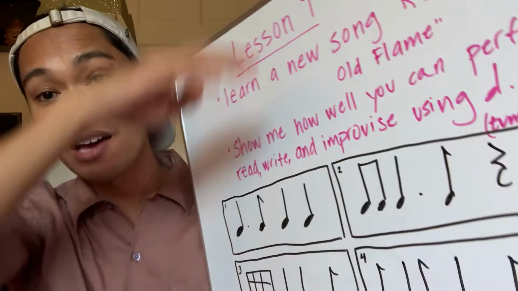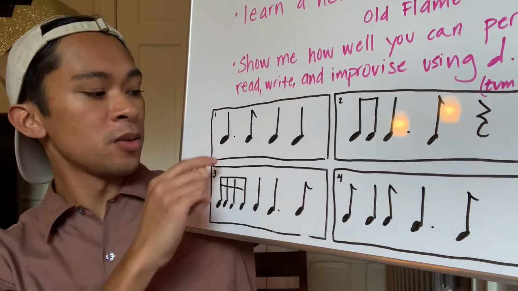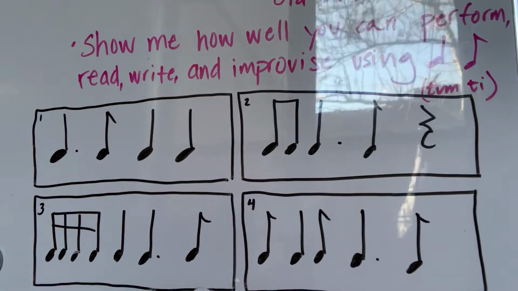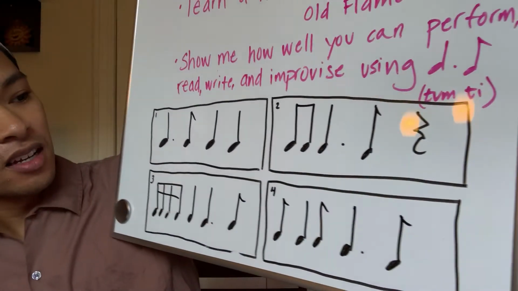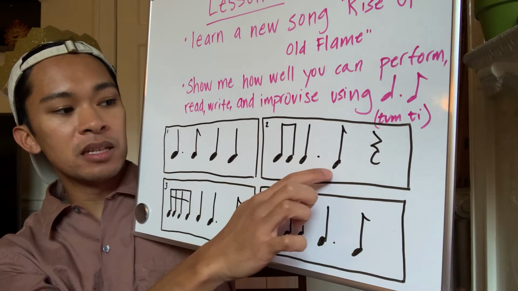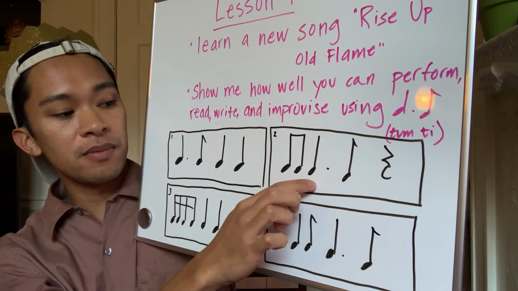We are going to improvise, and I drew out some choices for you, okay? And you actually have five choices, but these are your four choices right here. This one is tum, ti, ta, ta. Say that, tum, ti, ta, ta. Number two is ti, ti, tum, ti, shh. Try that, ti, ti, tum, ti, shh. Try it again, ti, ti, tum, ti, shh.